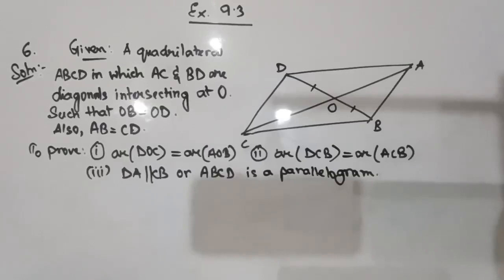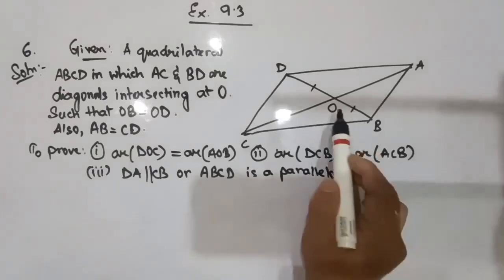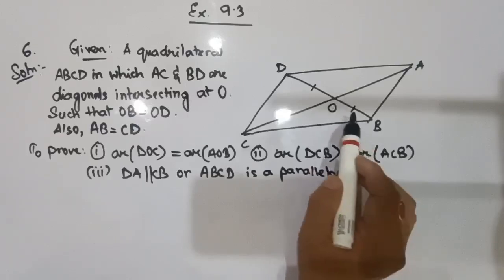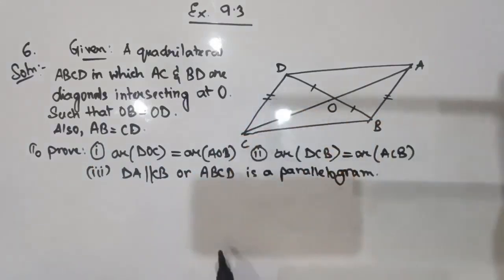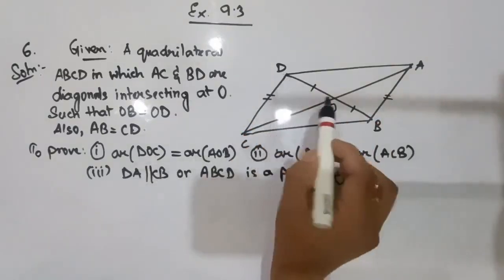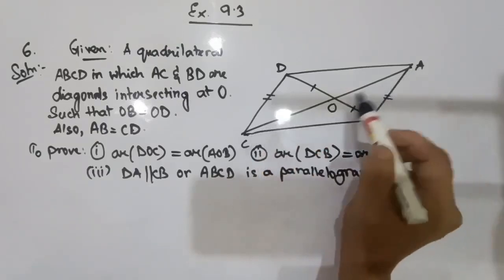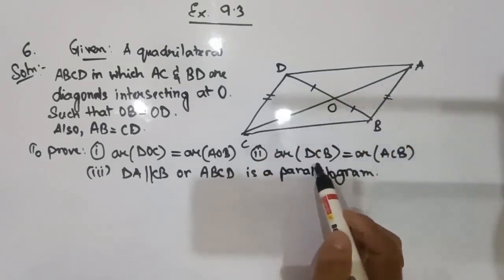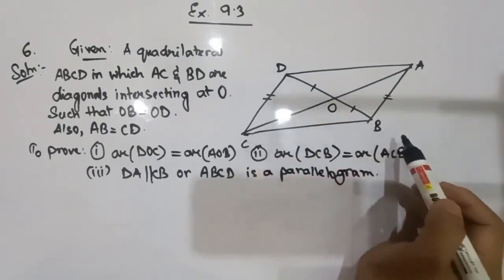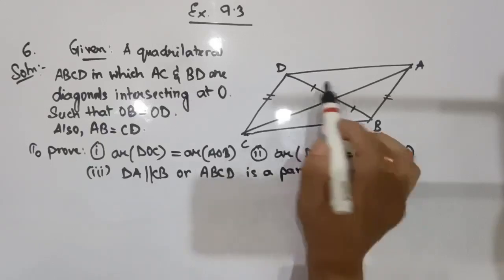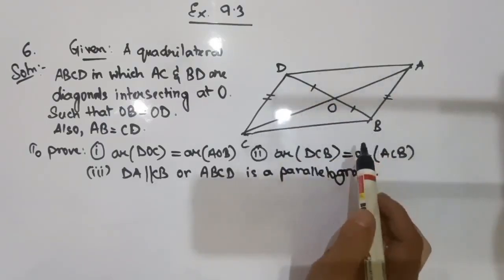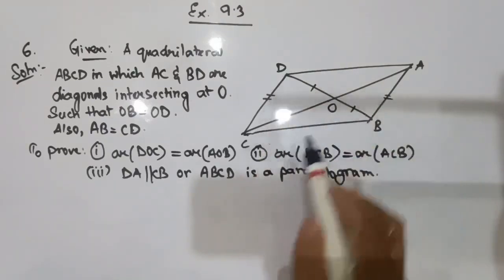Next, exercise 9.3, question number 6. In question number 6, it is given that a quadrilateral ABCD is given in which AC and BD are diagonals intersecting at O, such that OB equal to OD. And also it is given that AB is equal to CD, and we are to prove area of triangle DOC is equal to area of triangle AOB and area of triangle DCB is equal to area of triangle ACB. And in the third part, we are to prove DA is parallel to CB and the quadrilateral ABCD is a parallelogram.